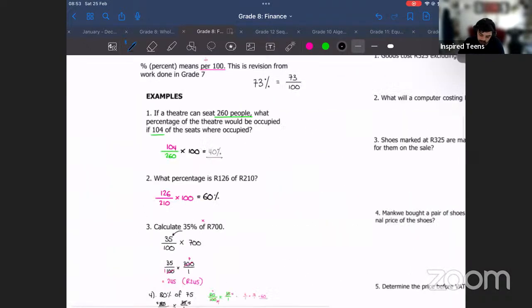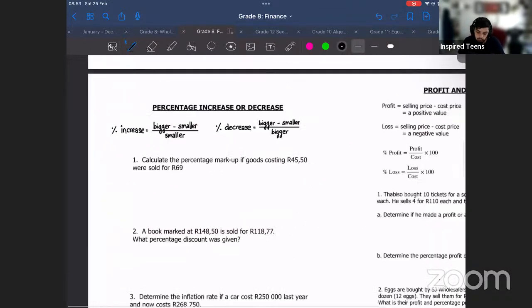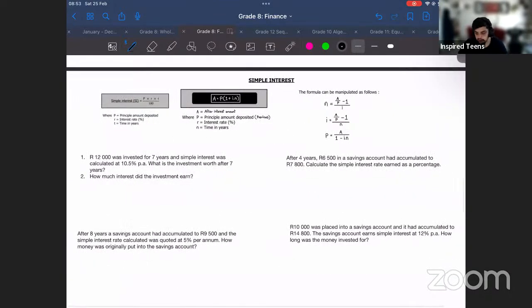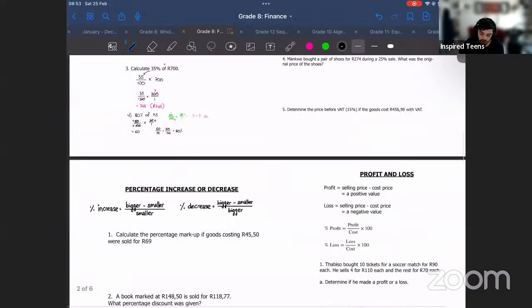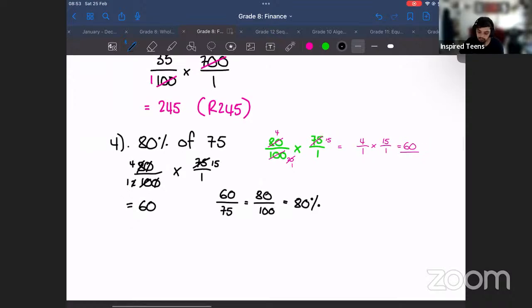Okay, let's end it there. We will continue next week with increasing or decreasing by a percentage, percentage increase or decrease, profit or loss, and eventually simple interest. Hopefully next week we are not allowed to use a calculator. Again, if you're not allowed to use your calculator, you're going to utilize this method. When we do simplification of fractions, addition, subtraction, multiplication, division of fractions, it's going to become easier.